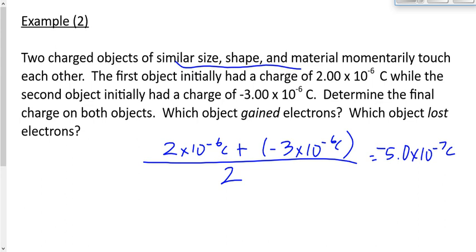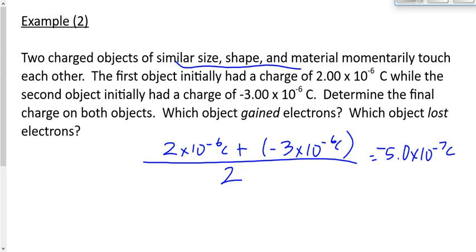Now, if 3 charges touched each other, what would you do? Add them up and divide by 3, if they touched each other at the same time. You're going to see a question here in a moment where one touches another and then one touches another and so on. In that case, you can't just add them up and divide by 3. Okay, if they touch each other at the same time, then you would just simply add them up and divide by 3.